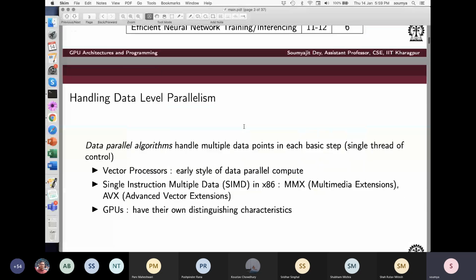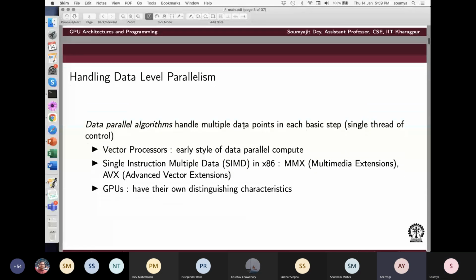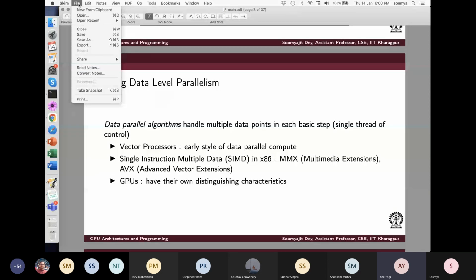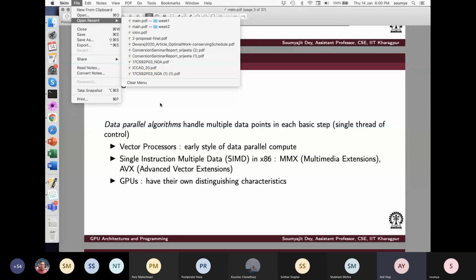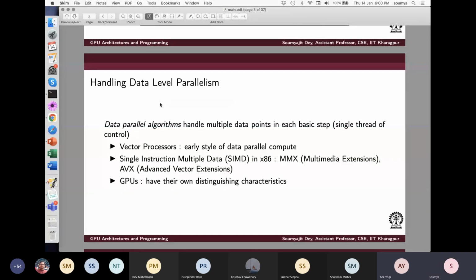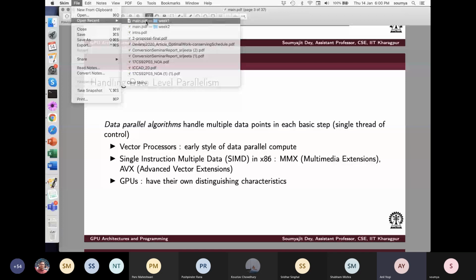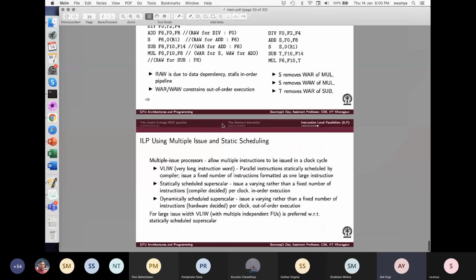Sir, can you explain the difference between VLIW and statically scheduled superscalars in terms of their compiler function? What is the compiler doing differently in both of them? Yes, can you say again? VLIW and statically scheduled superscalar, in terms of what the compiler is doing differently in both of them?